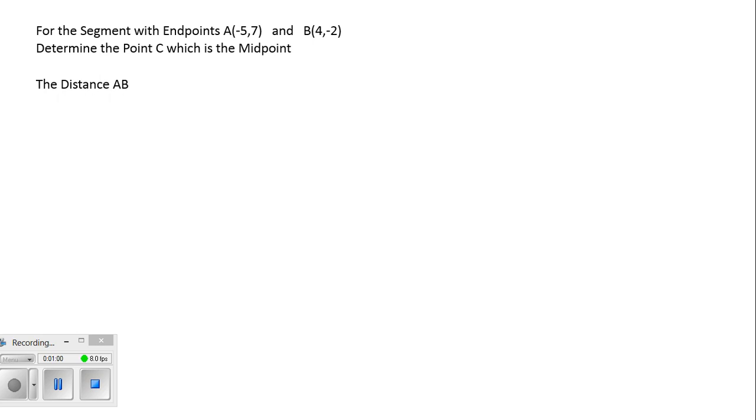Okay, so here's our example. Here's the kind of way the problems are going to be asked of you. For a segment with endpoint coordinate A at -5, 7 and B at 4, -2, determine the point C, which is the midpoint, and the distance AB.